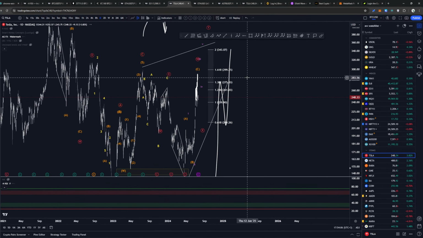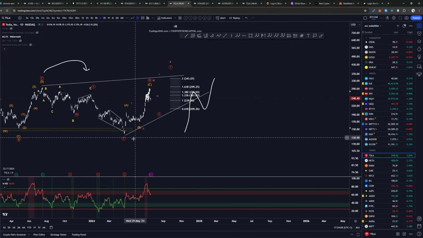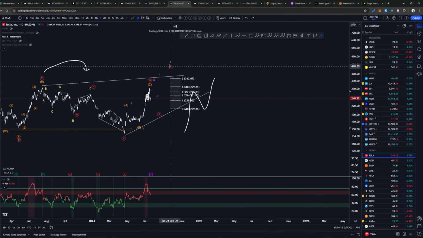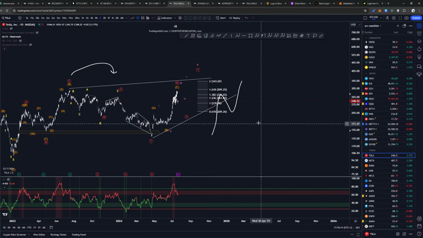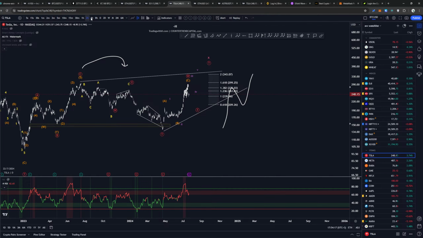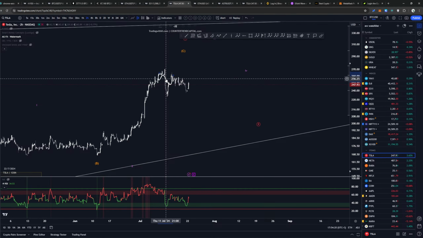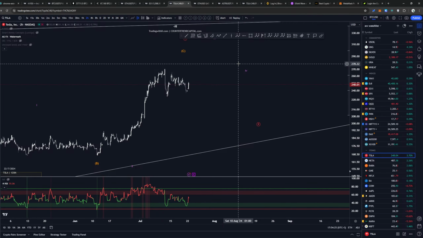On a higher degree picture, we had the option of having this even as an ABC for that W, X, and Y, or even a diagonal. That is the only bullish option. So let's see what we've actually had since then. I haven't actually looked at Tesla. I only had one alert, I believe, up at the top.